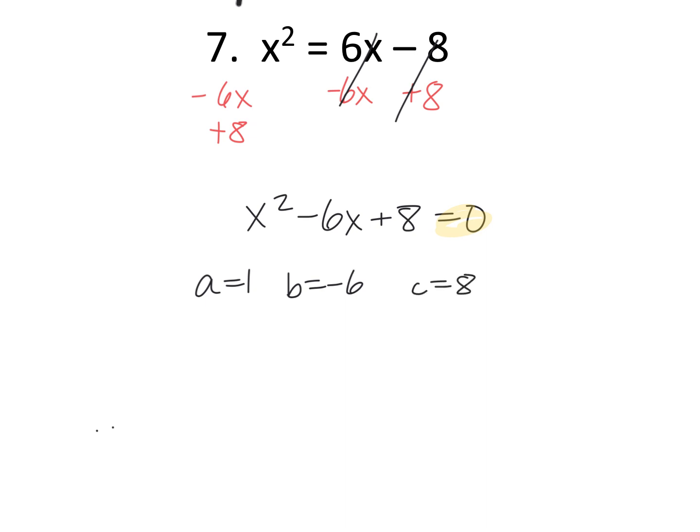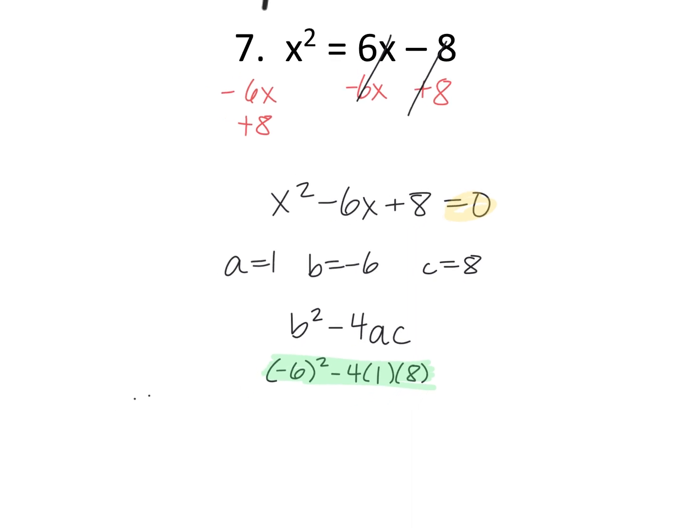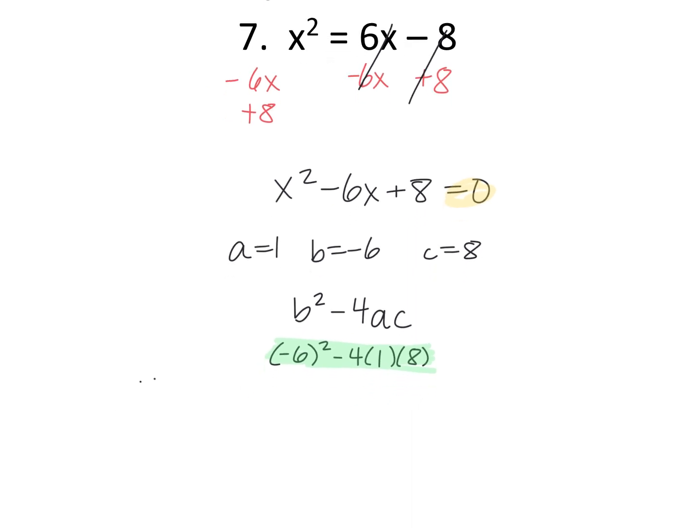So b squared minus 4ac is what we're doing to try and figure out what would be under the root. So again, negative 6 squared minus 4 times 1 times 8. You can type it all in if you want, using a calculator, or you can use your brain. Again, 36. 4 times 1 times 8 is 32.